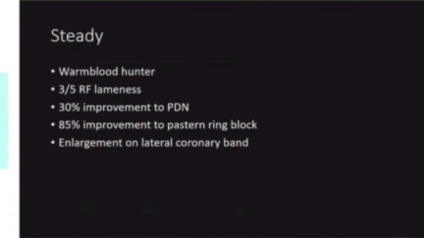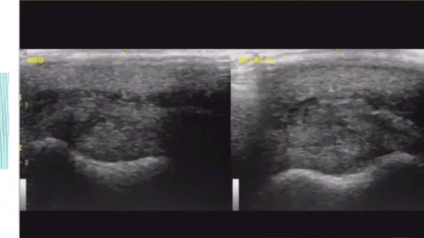Okay, so this is a warmblood hunter who had a 3 out of 5 right forelimb lameness. He blocks partially a little bit to PDN, but then they went up and did sort of a ring block around the pastern, and that improved it quite a bit more. And he had a palpable enlargement on the lateral aspect of the coronary band. So here's the ultrasound images. And we have medial on the left and lateral on the right. Remember, the swelling's on the lateral side.